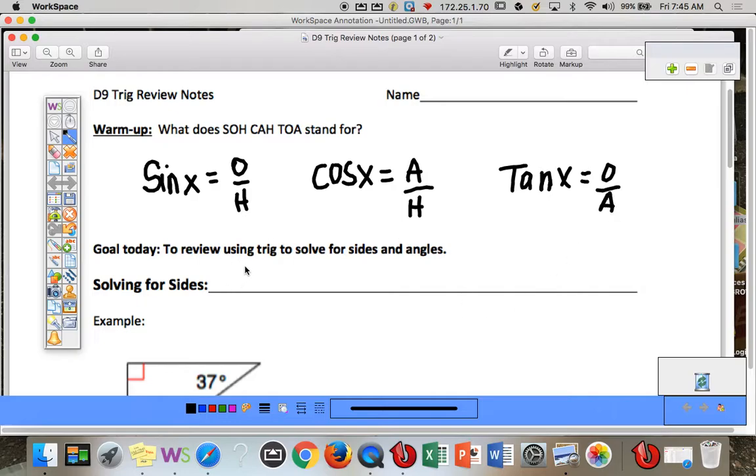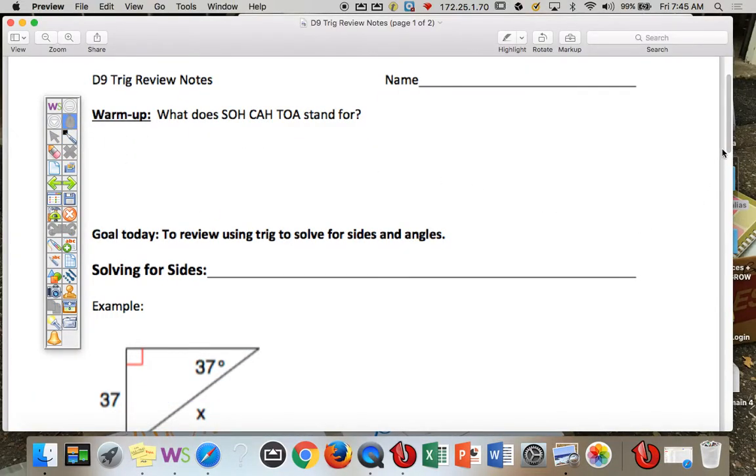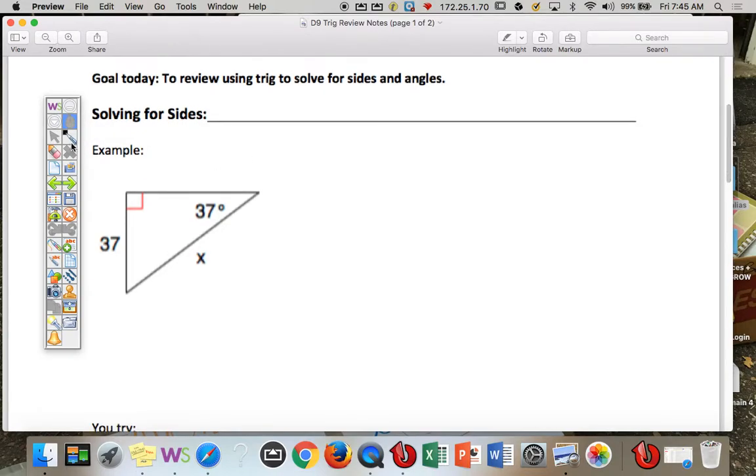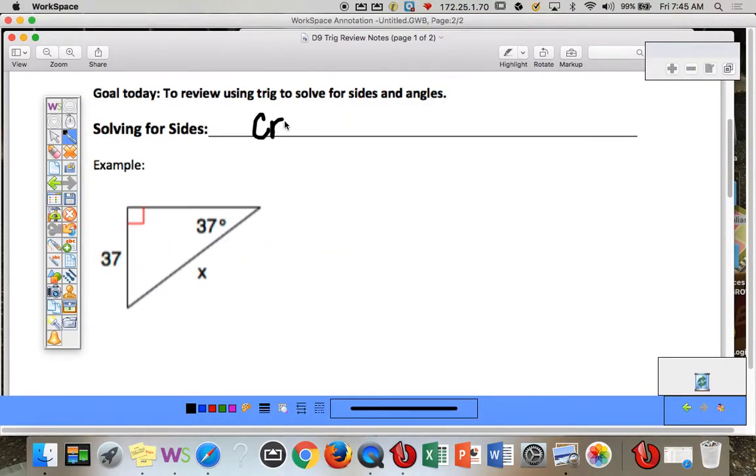Our goal today is to review using trig to solve for sides and angles of a triangle. When you're solving for sides, you want to remember to cross multiply. When you have a right triangle and you don't have enough information to use the Pythagorean theorem, start with the angle that's not the 90-degree angle.